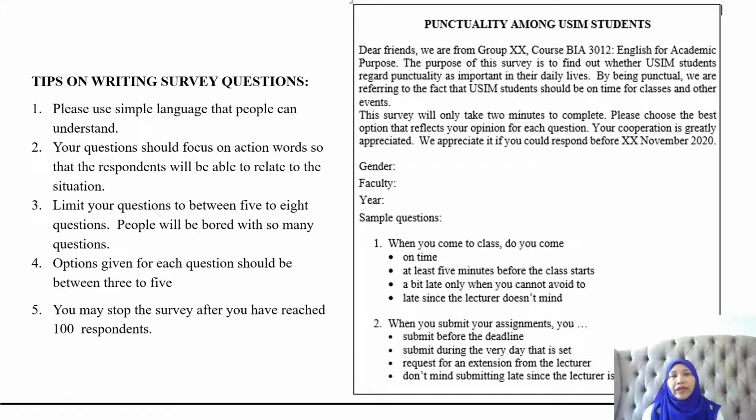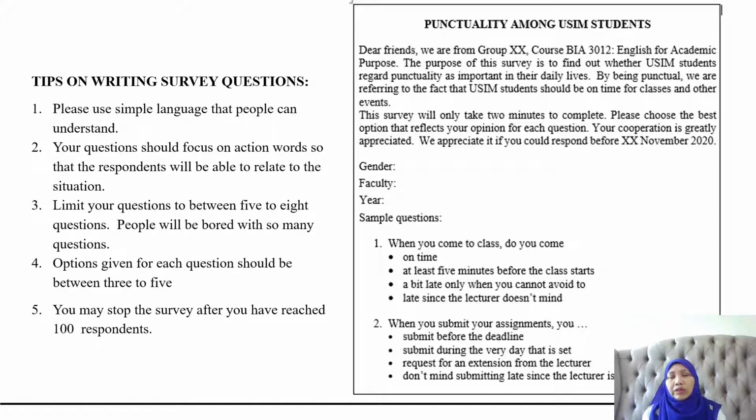Okay, so gender, faculty, year, and then these are the sample questions. I told you just now, don't create too many questions. It should be around 6, because you have 3 research questions, so your survey questions should correspond to all these three. Okay, now let me give you an example.